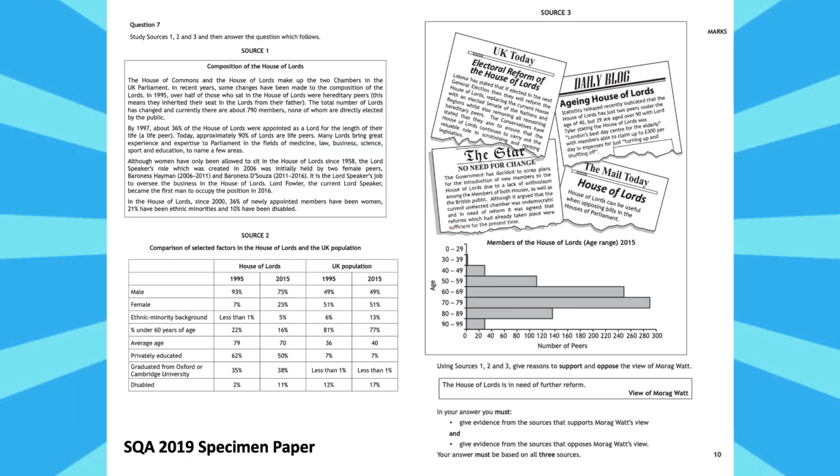Here is an example of a support-oppose question. This is taken from the SQA 2019 specimen paper, which is on the SQA website. This particular example is looking at the House of Lords, which is a decision-making body. It's part of the House of Commons in the UK Houses of Parliament.